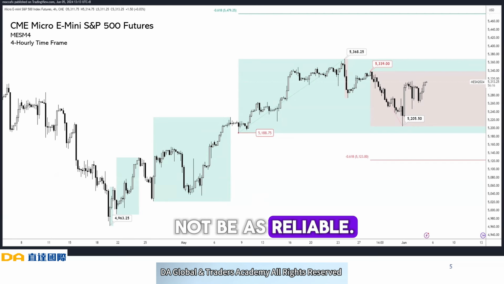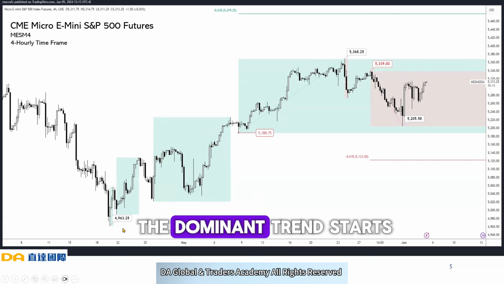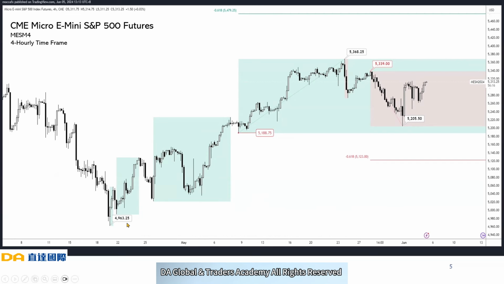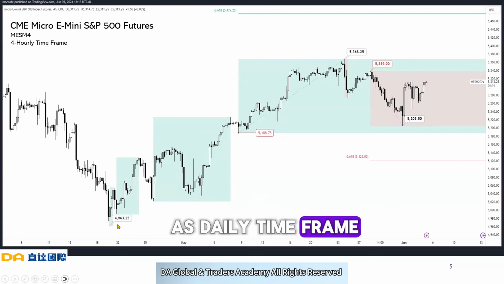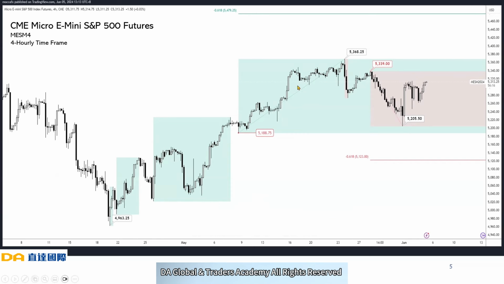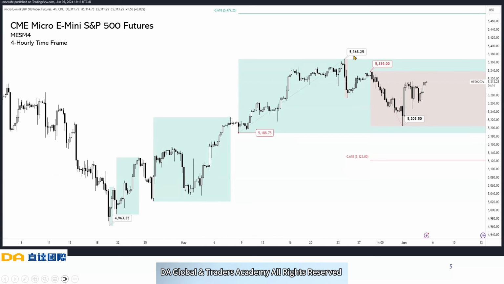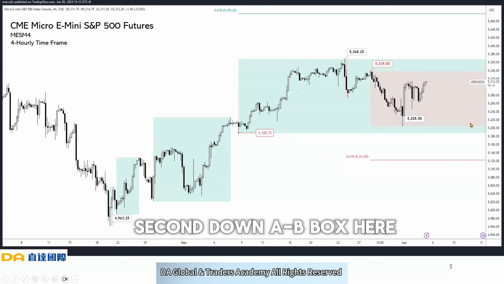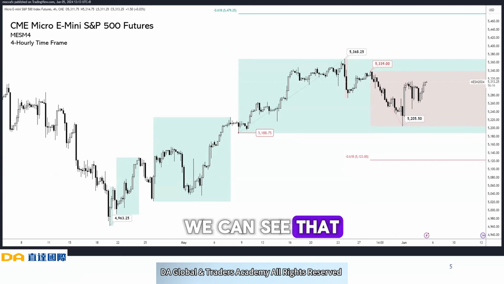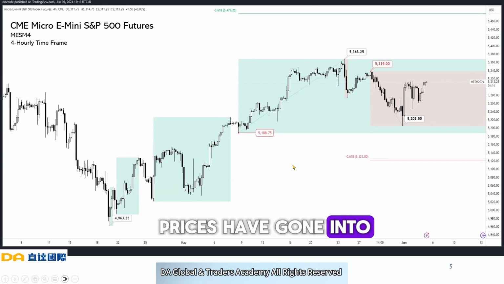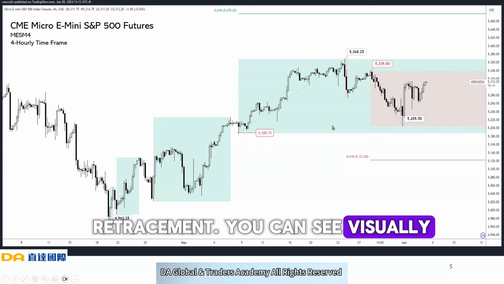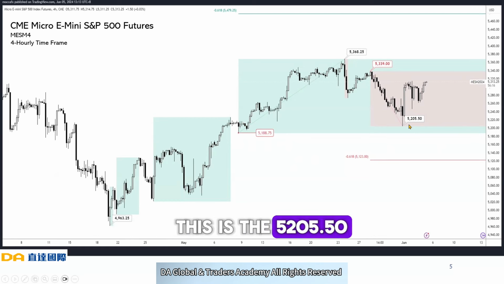So again, in the 4 hours, I can see that the dominant trend starts from 4,963 and a quarter, which is the same as the daily time frame. And I have a series of up AB, and it tells me the dominant trend in the 4 hours remains very bullish. Now, we also see that there is a counter trend starting from the all-time high of 5,368 and a quarter, and this is the second down AB box here. And here we can see that prices has gone into a very deep retracement. You can see visually, this is the 5,205 and a half traded at the beginning of this month itself.